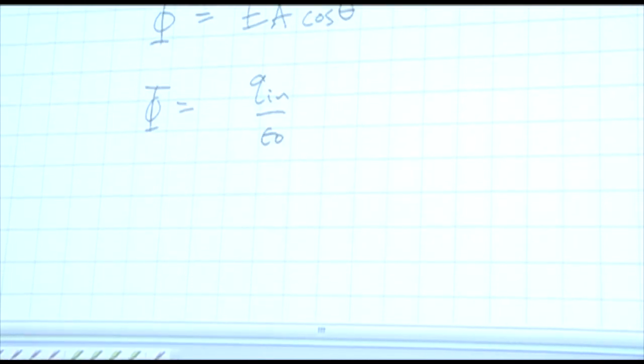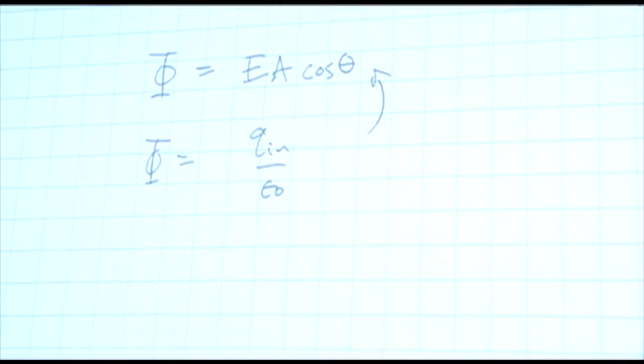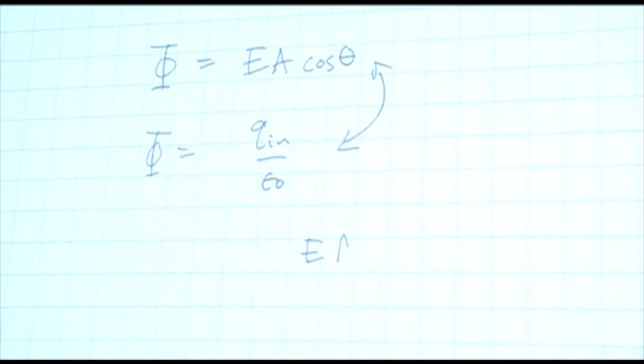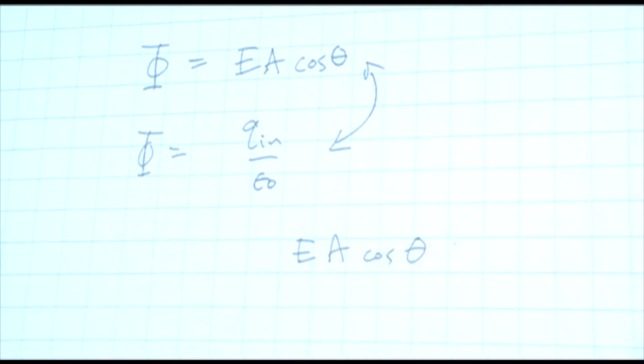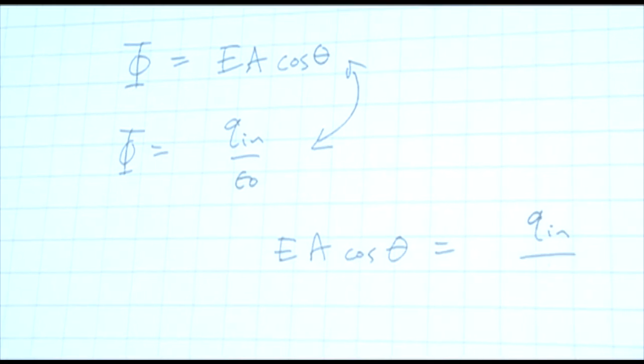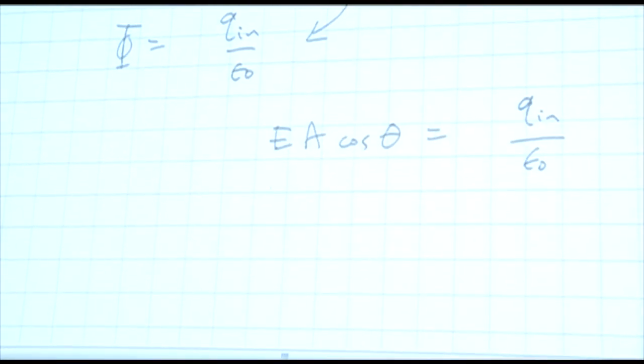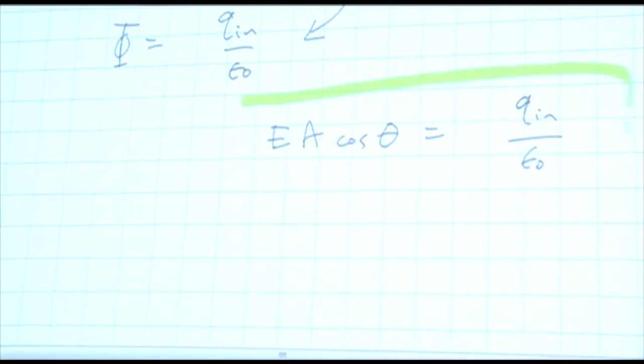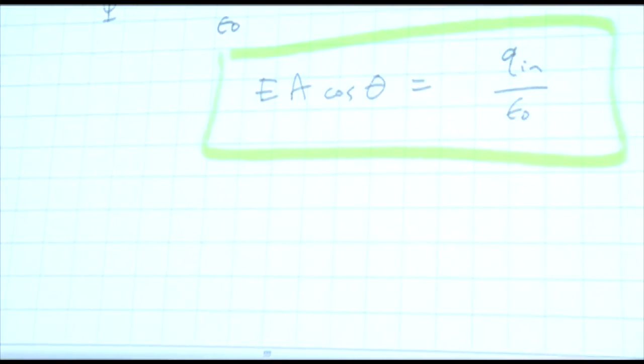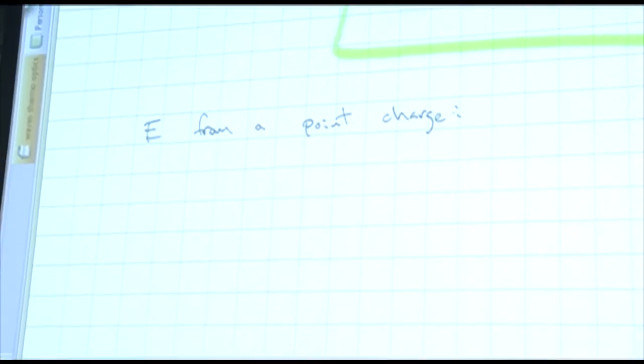So that means that EA cosine theta has to equal Q in over epsilon naught. So this is what we're going to use now to figure out the electric field. We already know what it is. What is the electric field from a point charge?